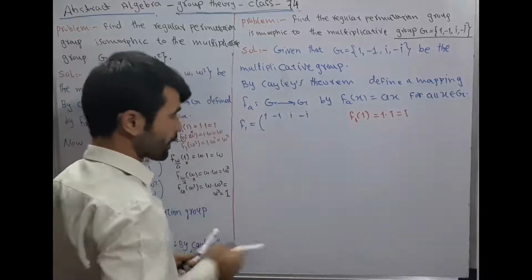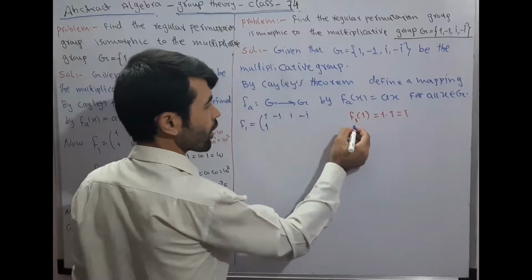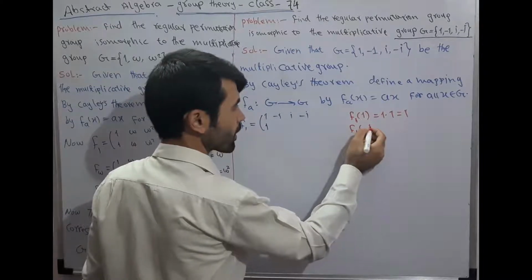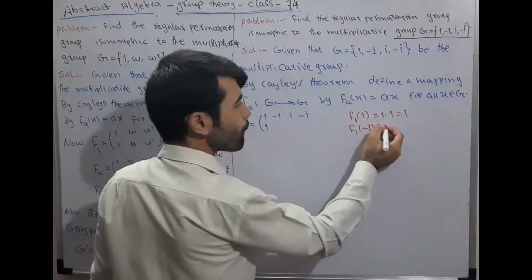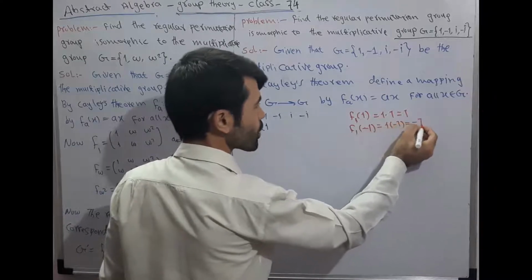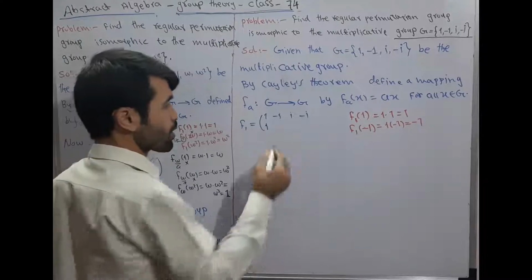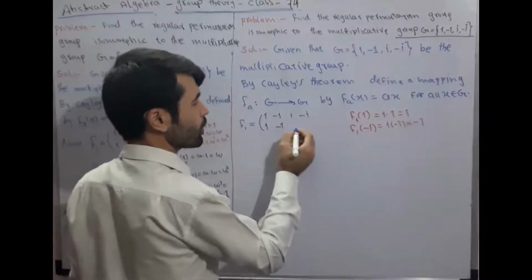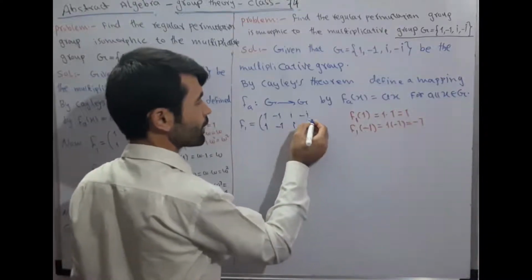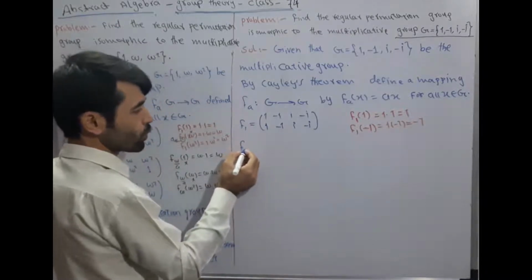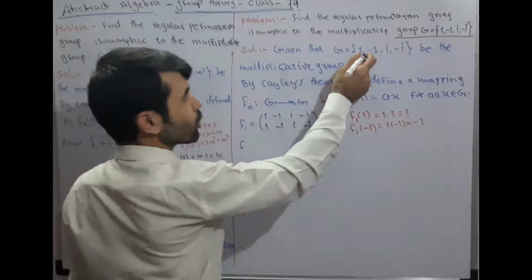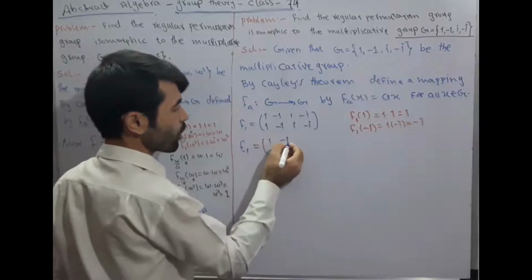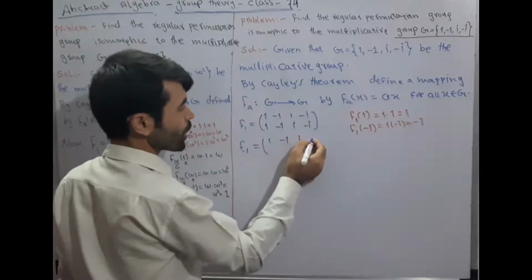Therefore, if we find f_1(minus 1) = 1 into minus 1 = minus 1. Therefore, f_1(minus 1) = minus 1. Similarly for i and minus i. Now f_minus 1 applied to 1, minus 1, i, minus i.